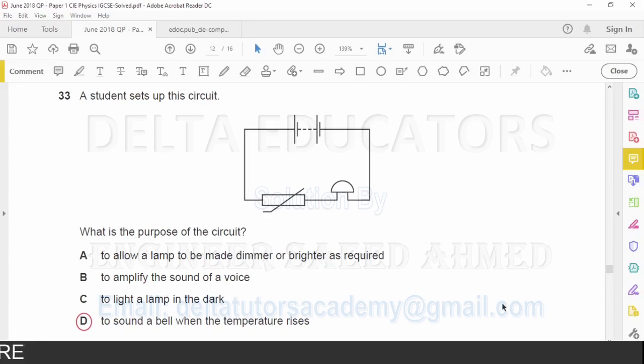Option D, to sound a bell when the temperature rises. Yes, it is the correct option. When we increase the temperature, the resistance across the thermistor is decreased, and with the decrease in resistance across the thermistor, the current will be increased. When the current will be increased, this bell will start to ring. So here it is our correct option, to sound a bell when the temperature rises.